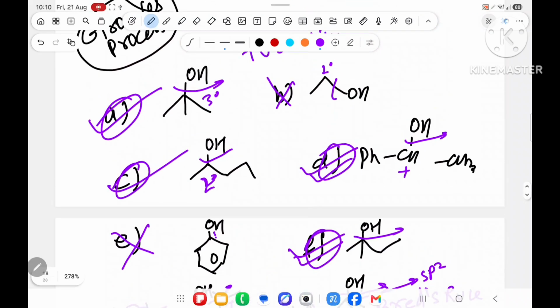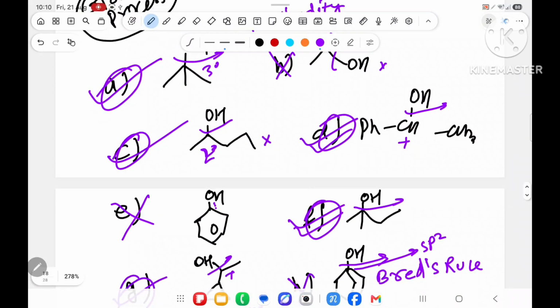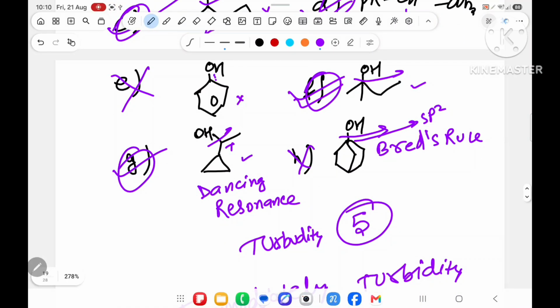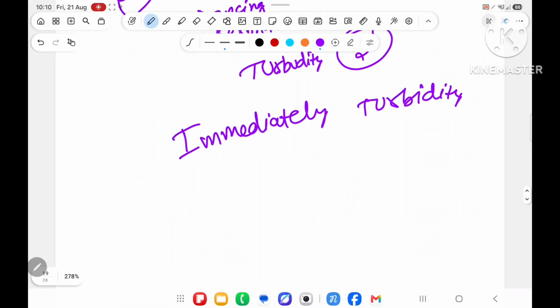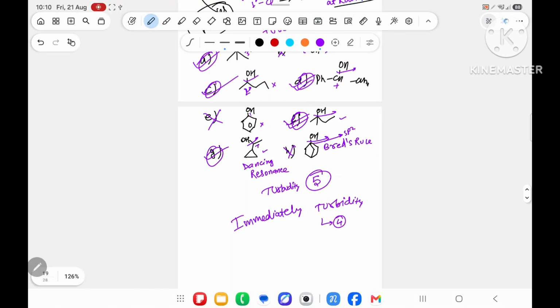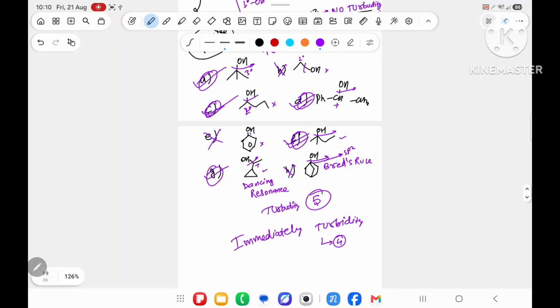Sir, this 3 degree gives immediately, this 2 degree is more, this one is resonance stabilized, 1 degree is more, and this phenyl does not happen. So 1 will be less. Immediate turbidity will be given by compound 4, but turbidity will be given by compound 5. Compound 1, a 2 degree, will give turbidity after 2 to 4 minutes. I hope you understood what I am trying to explain.